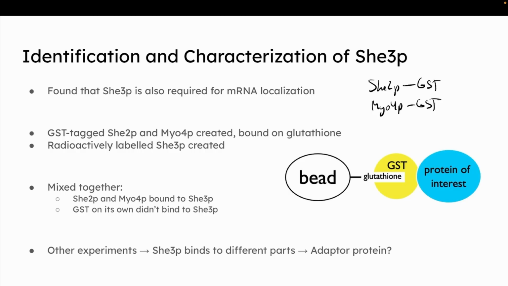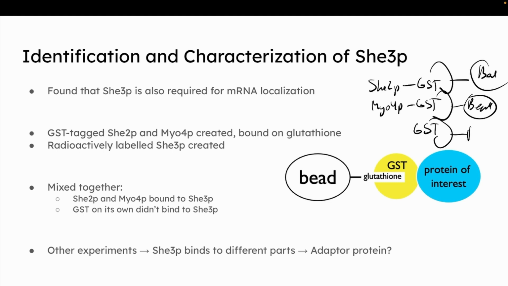And these are bound to glutathione, whatever it's called, right? This guy. And this is bound to a bead, right? This is a bead. And then basically, you're mixing together with radioactively labeled SHEP3, right? And there's another one, it's just GST on its own, right? So if SHEP3 binds to SHEP2 and myo4, then it would bind here, right?